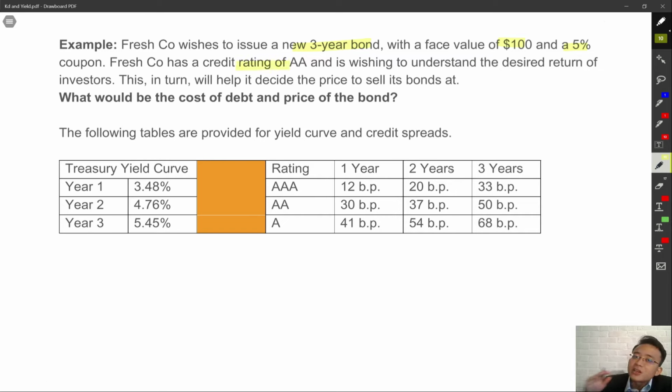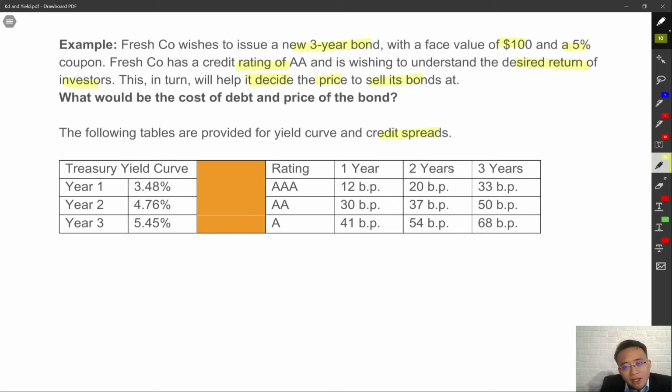This shows the risk level of Freshco, and from that risk level, I can then tell the credit spread. So Freshco has a credit rating of AA. It is wishing to understand the desired return of investors. So, for investors to buy AA rated bonds, how much are they demanding? What return do they want? When Freshco knows their return, Freshco can decide on the price to sell the bond.